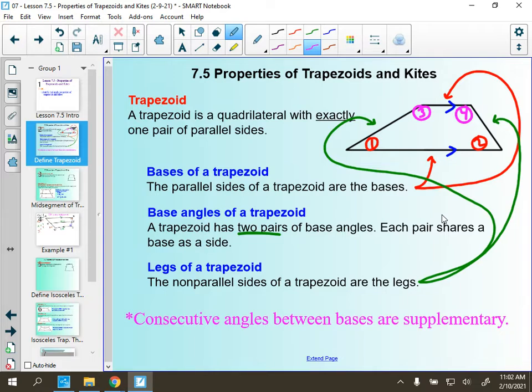You can see on the bottom here, we added one property: consecutive angles between the bases are supplementary. So what does that mean? Without knowing anything about their numbers, I could tell you that angles 2 and 4 are supplementary, and we would also know that angle 1 and angle 3 are supplementary. So between the bases, that angle pair would be supplementary. Nothing with 1 and 2, though. I don't know 1 and 2 are the same, and I don't know 3 and 4 are the same. But I could say 1 and 3 are supplementary, and 2 and 4.